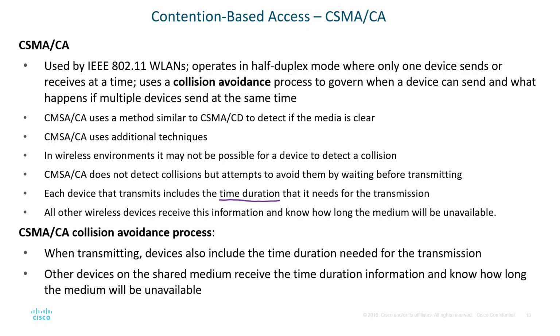All other wireless devices receive this information and know how long the medium will be unavailable. And again, nothing is 100% carved in stone. Are there still collisions in the wireless network? Yes, but we try to avoid them. So the avoidance process simply states when a device is transmitting, they will include the time duration used for the transmission. Other devices on the shared medium will receive that time duration and know how long the medium will be unavailable.